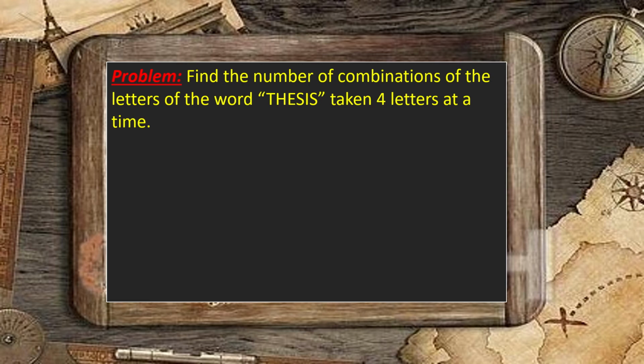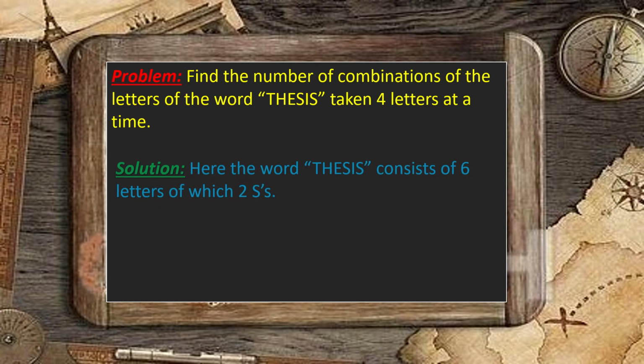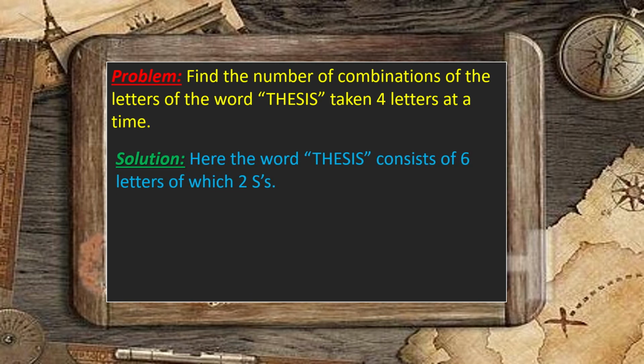Problem: find the number of combinations of the letters of the word THESIS taken 4 letters at a time. Solution: here the word THESIS consists of 6 letters, of which 2 are S. Yes, here S repeats 2 times, and the others are different. That means T, H, E and I are different.